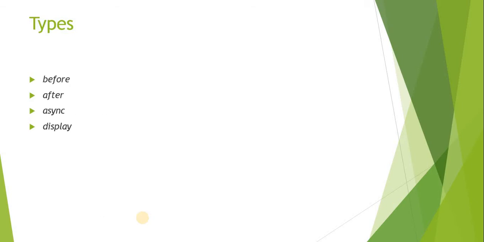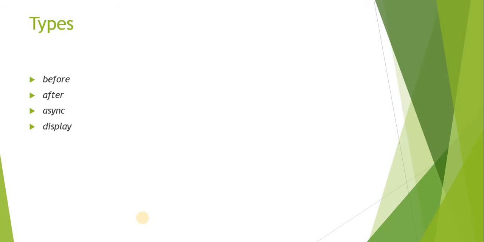So there are four types of business rules. The first one is before, and as the name suggests, it will run before anything happens on the database. So when you are inserting a record, for example, or updating a record, it will run before that action. And if you want to make any changes, or abort any action, you can do it in the before business rule. The second one is the after business rule, and it will run after the database execution has been completed. That means after the record has been inserted or updated or deleted.